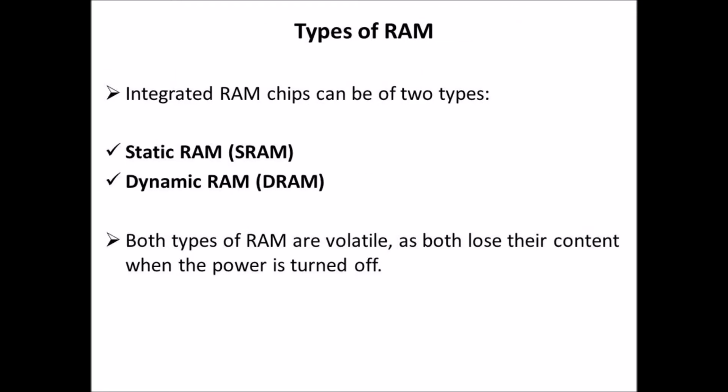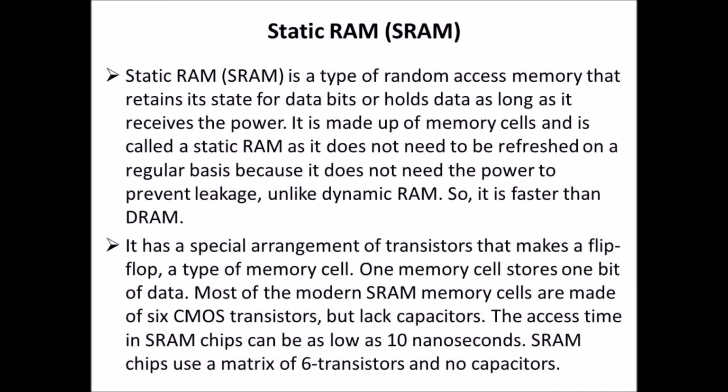Integrated RAM chips can be of two types. First one, static RAM, that is SRAM. Second one, dynamic RAM, that is DRAM. Both types of RAM are volatile, as both lose their content when the power is turned off. Static RAM. Static RAM or SRAM is a type of random access memory that retains its state for data bits or holds data as long as it receives the power.